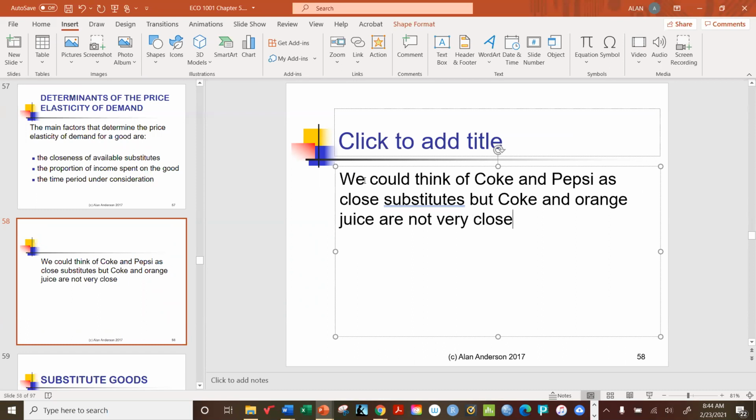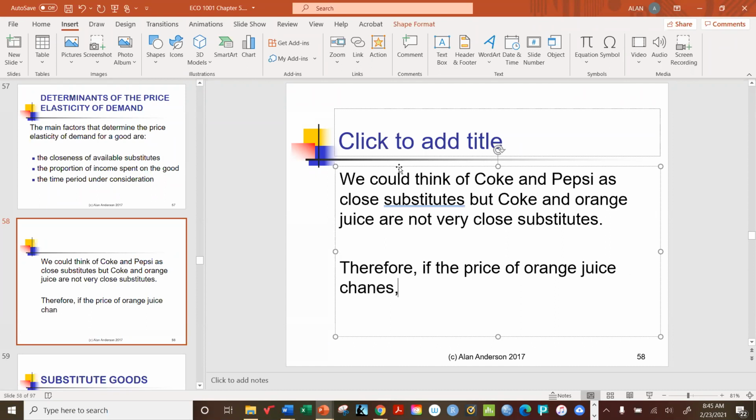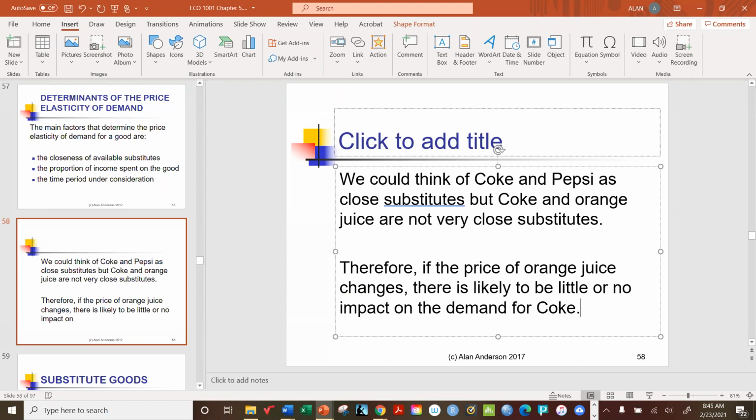I mean, technically they are, because they're both drinks. If you're thirsty, either one of them will take care of that problem, but they don't have a lot in common beyond that. So if the price of orange juice changes, there is likely to be little or no impact on the demand for Coke. It depends on how consumers see the two products.